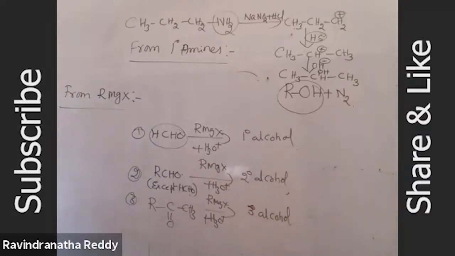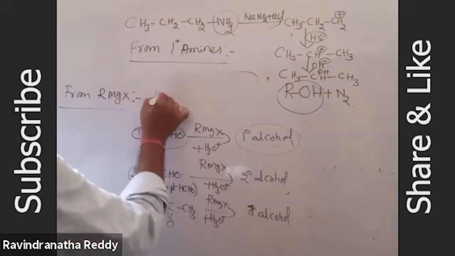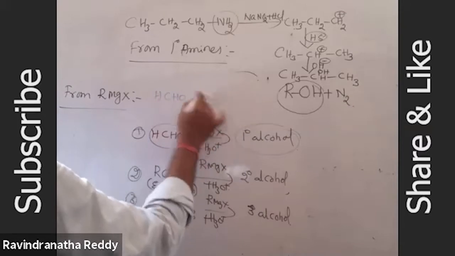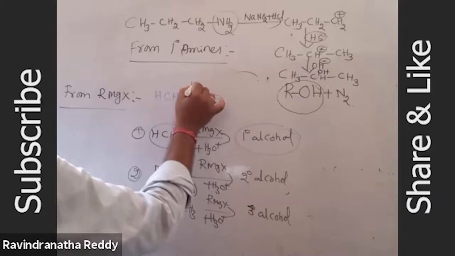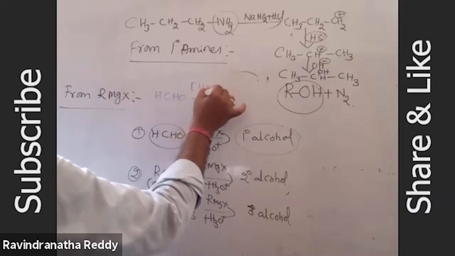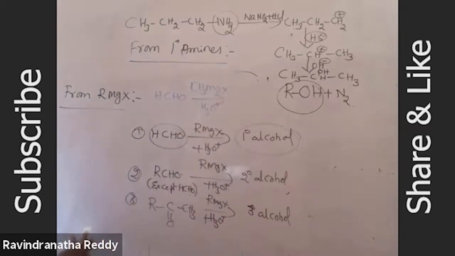So these are the key points. Equations I have already written in previous classes, that is the Grignard reagent reaction. Check that one. So here, what is the answer? Formaldehyde. With this condition, CH3MgX followed by hydrolysis, what is your answer? Try to solve this problem.